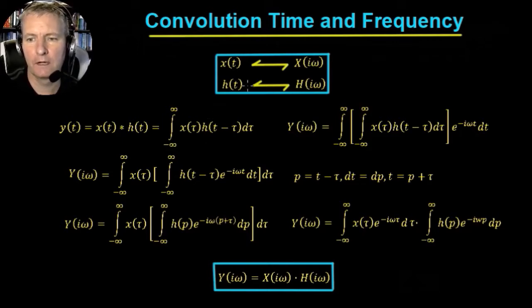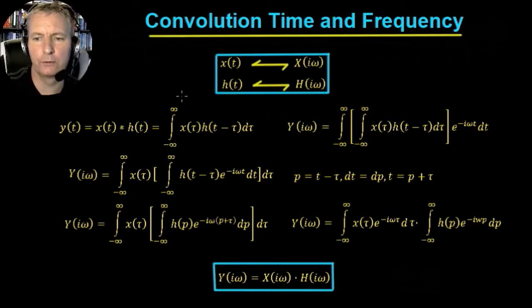So analytically, if we had a function x of t, when we Fourier transform it, it gives us a function x of i omega. If we had a second function h of t and we Fourier transformed it, it would give us h of i omega. Now we know that the convolution y of t can be written as x of t convolved with h of t. So when we convolve x of t and h of t together, we get this integral from minus infinity to infinity of x of tau h of t minus tau d tau. Now we're interested in what happens to this convolution whenever we Fourier transform it.